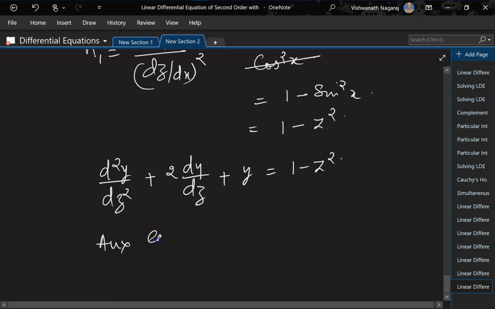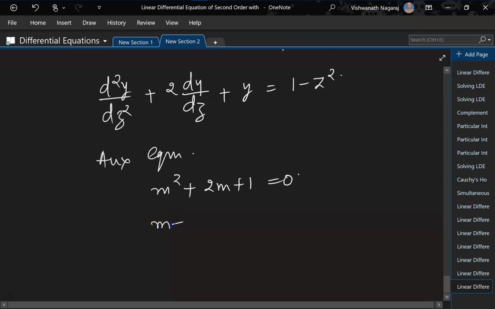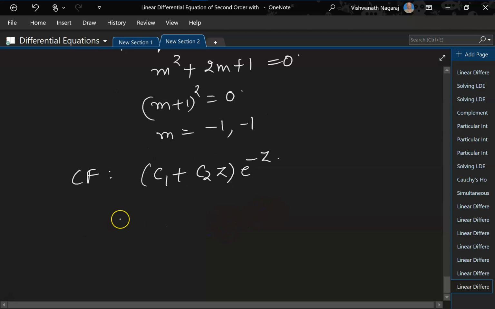Auxiliary equation: m² plus 2m plus 1 equal to 0. This is nothing but (m plus 1)² equal to 0, which means m is equal to minus 1, minus 1. That means minus 1 is being repeated. Again, you have to remember that the complementary function in case of repeated roots is (c1 plus c2 z) e to the power of minus z.